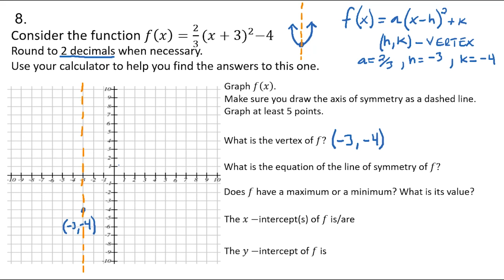All right, and this line here is just a line that passes right through x when x is equal to -3. There's no y's involved. No matter what point you pick across this line, x will always be equal to -3. And so this is also the answer to the second question. The equation of the line of symmetry of f is x equal to -3.